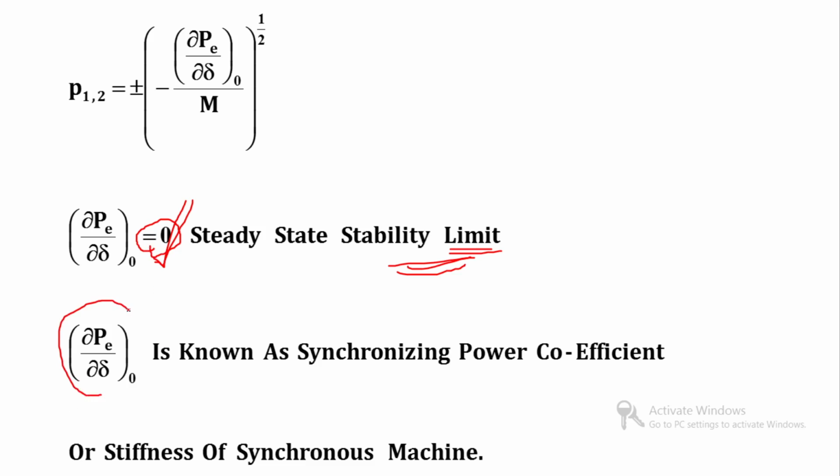So we have given a special name for this particular term, del P by del delta. It is known as the synchronizing power coefficient, or it also has a second name, the stiffness of the synchronous machine. Del P by del delta is also known as the stiffness of the synchronous machine.